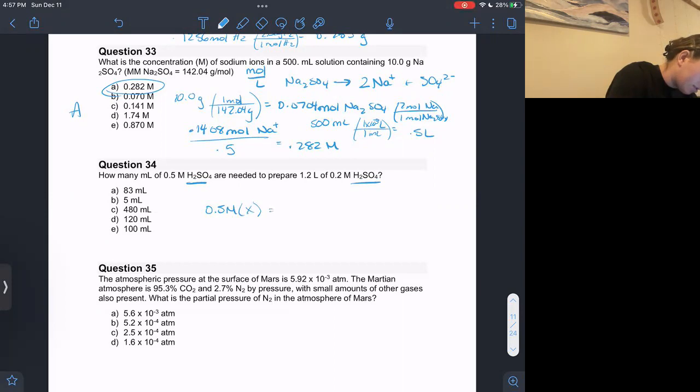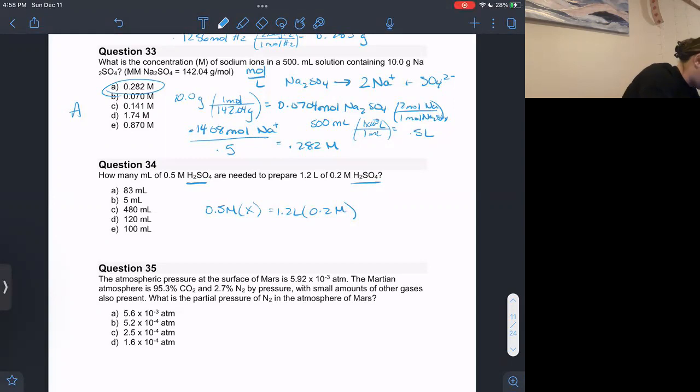And I'm going to get to 1.2 liters. That's diluting, getting smaller in concentration, so I'm not going to need the total amount of 1.2. I should have something less than that. So it should be 1.2 times 0.2 divided by 0.5.